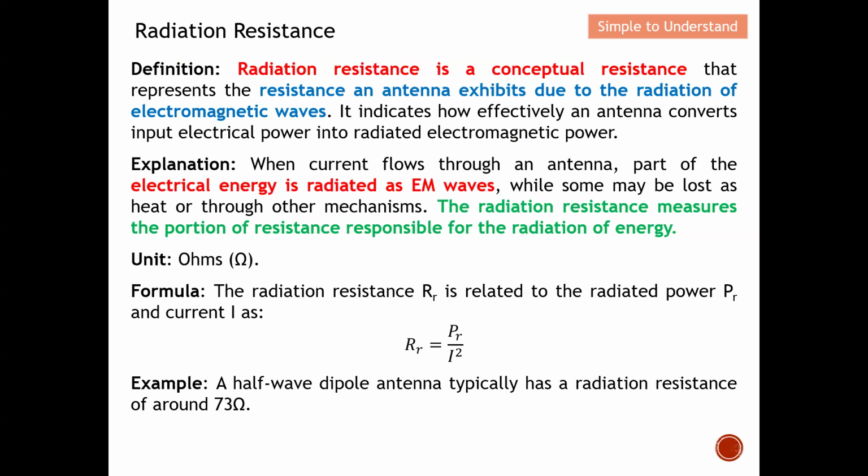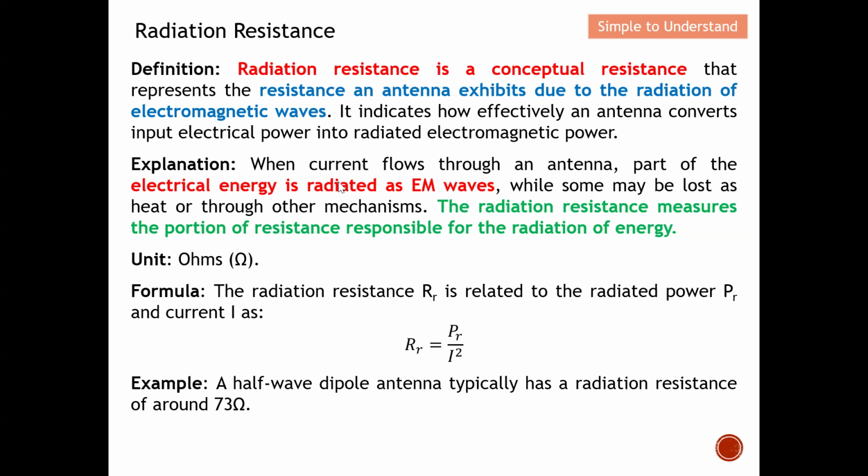Later on we are going to take a close look. Basically this indicates how effectively an antenna converts input electrical power into radiated electromagnetic power. In short, the radiation resistor shows how effectively an antenna converts electrical power into electromagnetic power. So we would like to take a look at this radiation resistor later on to understand how efficiently we can convert the electrical power into electromagnetic wave power.